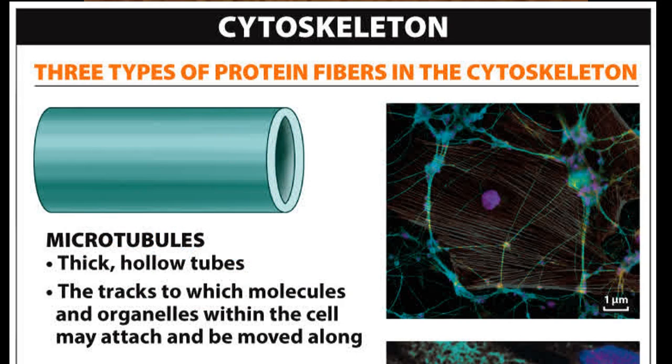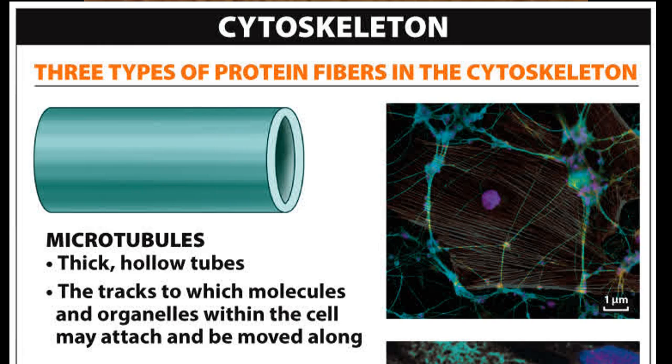Three types of protein fibers make up the cytoskeleton. First is microtubules. It's the thickest of the three, and they are linear polymers of a protein, and they look like rigid hollow tubes. Like intracellular conveyor belts, they are the tracks to which molecules and organelles within the cell can become attached to and move along. Microtubules also help to pull chromosomes apart during cell division.